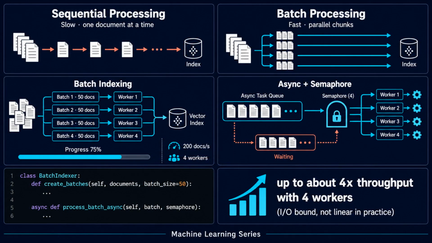When indexing large document collections, batch processing is crucial. Instead of processing documents one at a time, we split them into batches, typically 50 documents each, and process batches in parallel using multiple workers. A semaphore limits concurrent operations to prevent resource exhaustion. With 4 workers, you can achieve roughly 4 times the throughput compared to sequential processing. The async pattern using Asyncio integrates well with FastAPI. Always include progress tracking for long-running indexing jobs, giving users visibility into the process.